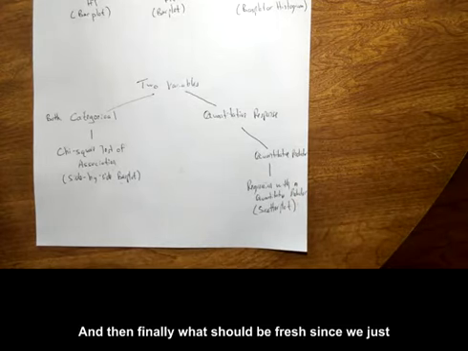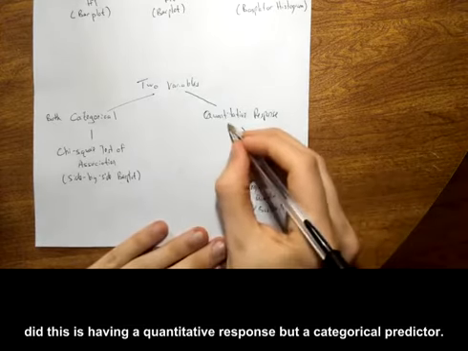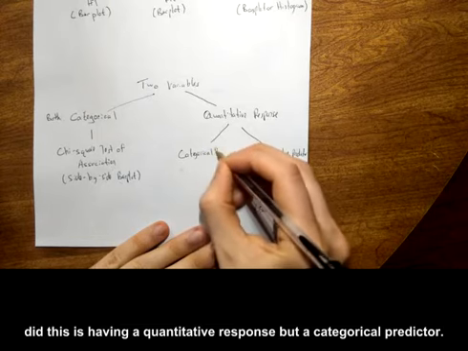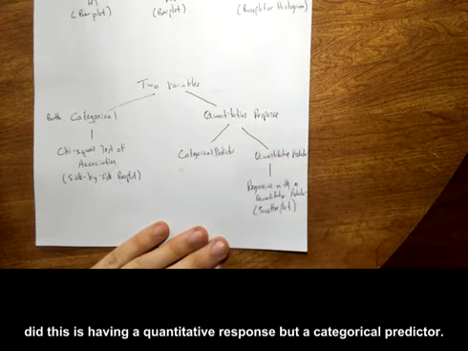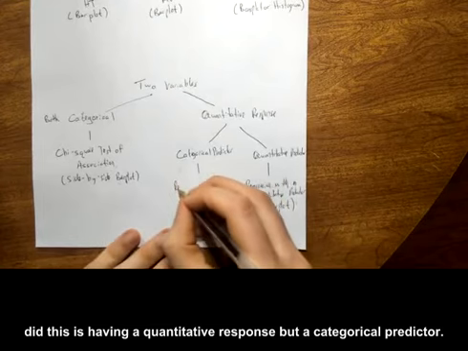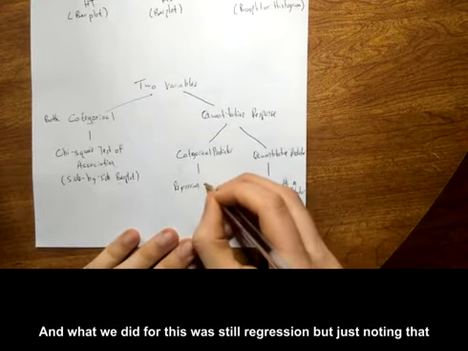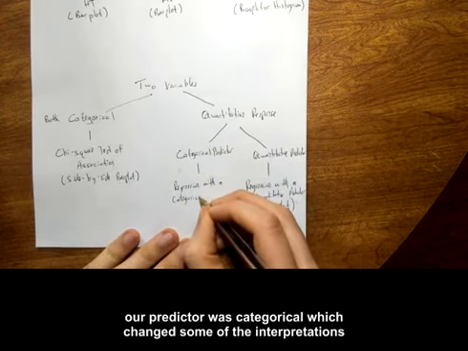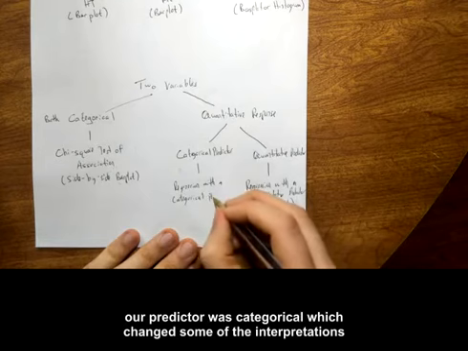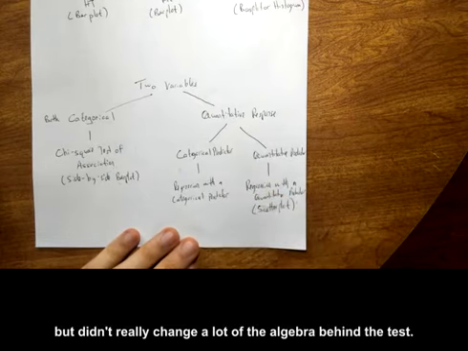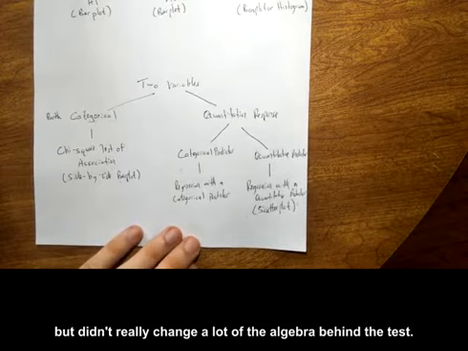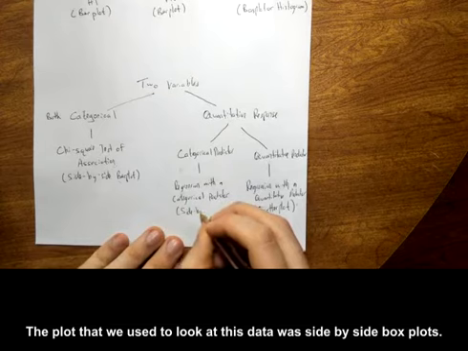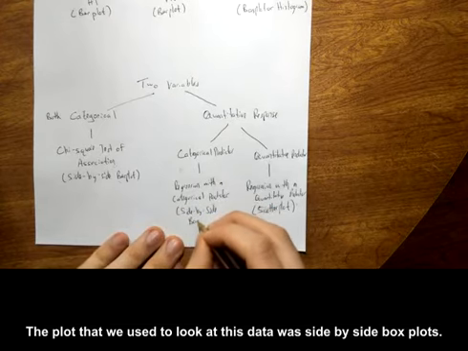Then finally, what should be fresh since we just did this, is having a quantitative response but a categorical predictor. What we did for this was still regression, just noting that our predictor was categorical, which changed some of the interpretations but didn't really change a lot of the algebra behind the tests. The plot that we used to look at this data was side-by-side box plots.